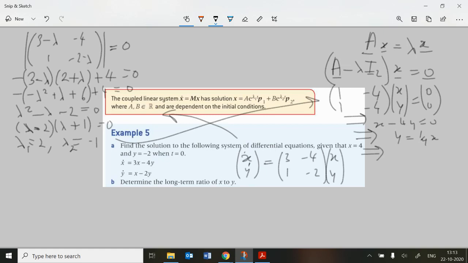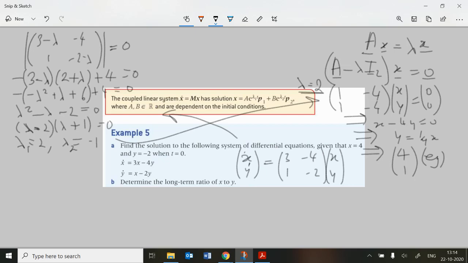So the eigenvector that we could take could potentially be 1 and a quarter, but it's better to deal with whole numbers. So let's just multiply all of that by 4. It's going to be 4 and 1. So there we go, that's just an example of an eigenvector which works in that case. That was when lambda was equal to 2.